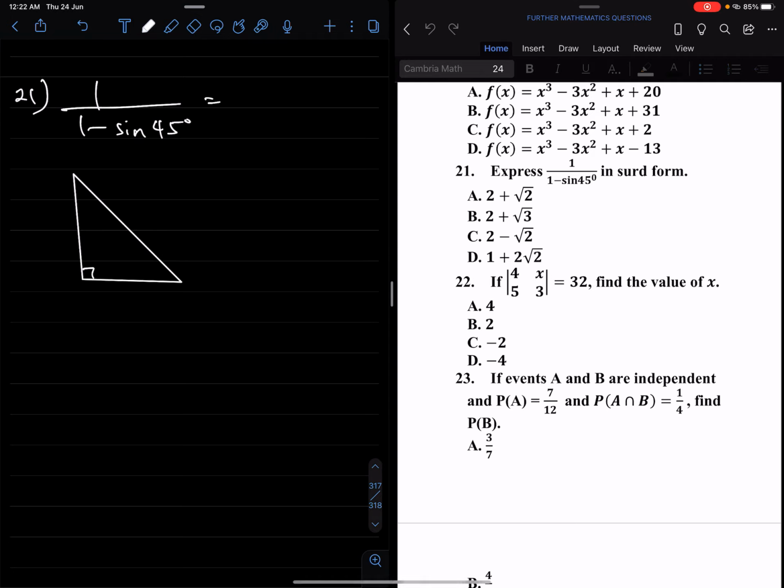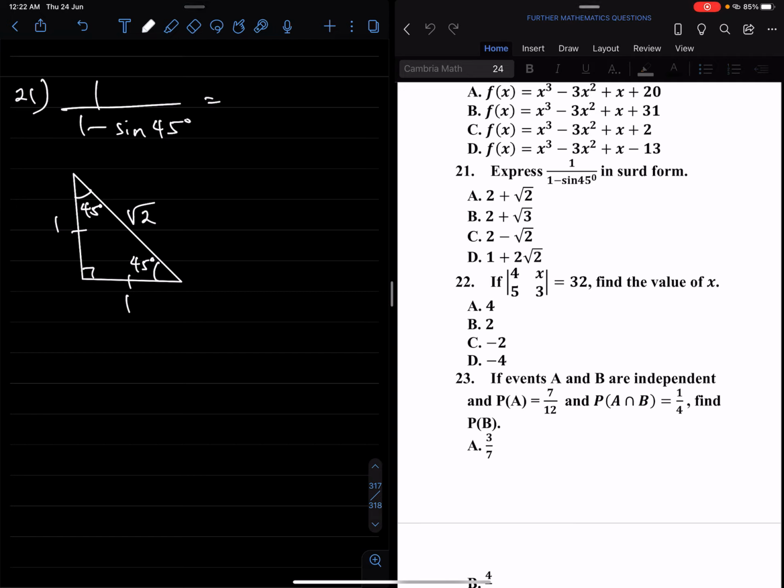Just remember this: right angled isosceles triangle, each of the equal lengths is 1 unit, and that simply means the hypotenuse will be root 2. So this is 45 degrees and this is also 45 degrees. You can use any of the angles 45 degrees. So sine 45 means 1 all over root 2.